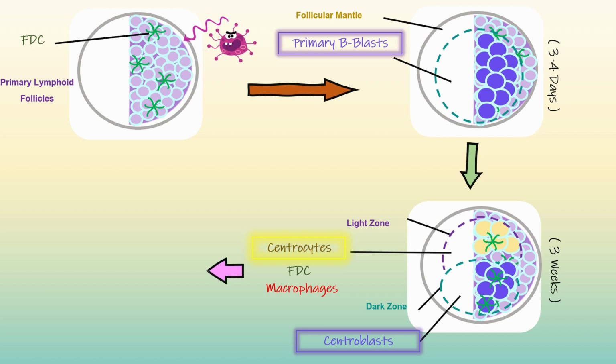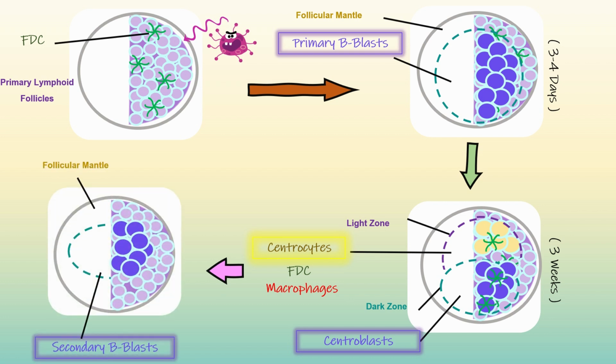The germinal center reaction lasts for about 3 weeks. Only few B blast cells can be found in the center of a burnt-out follicle after 2 to 3 months, called secondary B blasts. So this is phase 1 of follicular reaction. This is phase 2 of follicular reaction. And this is phase 3 of follicular reaction.